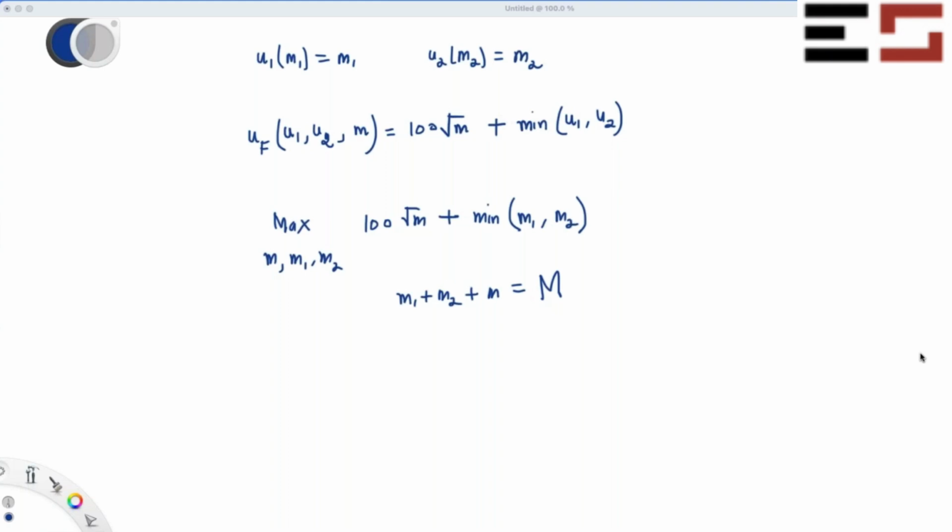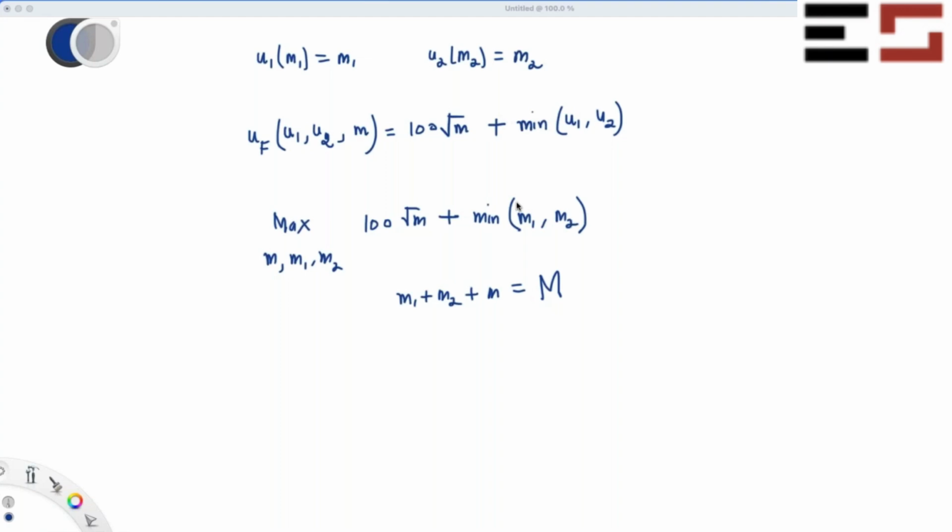Now let me tell you how to approach this. Just think from the father's perspective. Clearly, father will never want M1 to be less than M2 or M2 to be less than M1. So clearly, M1 will always equal M2 in optimum. Do you agree? Yes or no? M1 cannot be less than M2. M1 cannot be greater than M2.